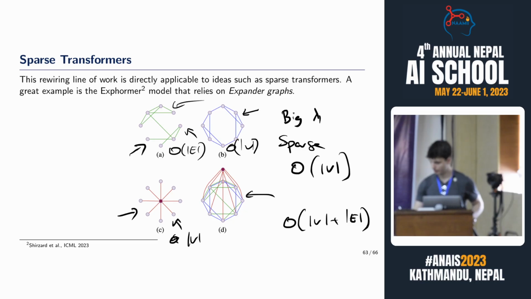And then in D, we simply overlay all of these systems together, and now we get a transformer that has density O of V plus E. Yeah? Because this is O of V, and then this is O of E, because it's the original graph here. So you get a transformer that's effectively linear now, but that has very nice spectral properties.